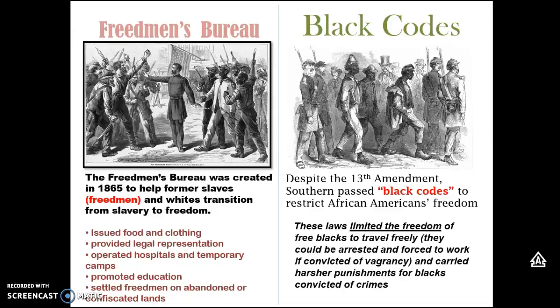Despite the 13th Amendment, Southerners passed what were called black codes to restrict African Americans' freedom. These laws limited the freedom of free blacks to travel freely. They could be arrested, forced to work, and convicted of vagrancy, and the codes carried harsher punishments for blacks convicted of crime. So they still wanted to keep them inferior. Remember, they were upset that blacks had actually gained their freedom.